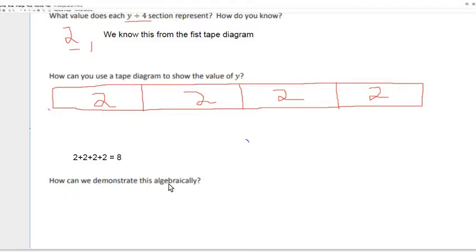How can we demonstrate this algebraically? All right, let's try this again. Let's try to get out another pen. So if we have y divided by 4 equals 2, well, we have division going on right here, just like the other one. If we have division, the opposite of division is multiplication. So if we multiply both sides, oh, sorry, I forgot to cut it.